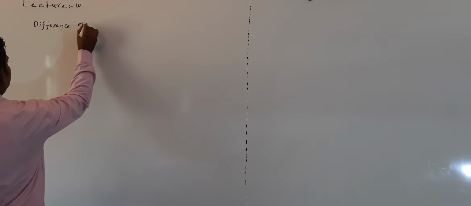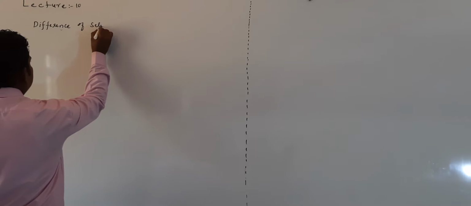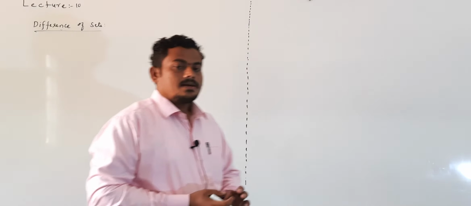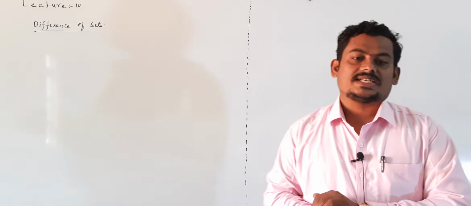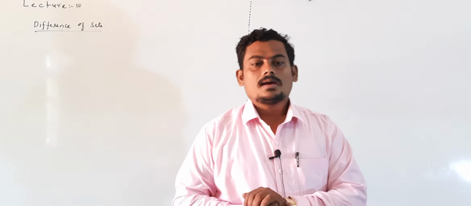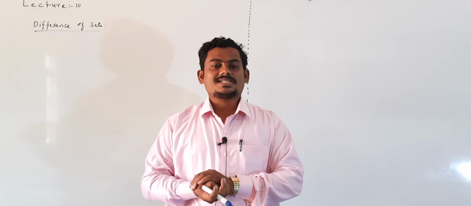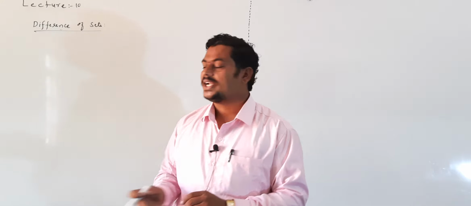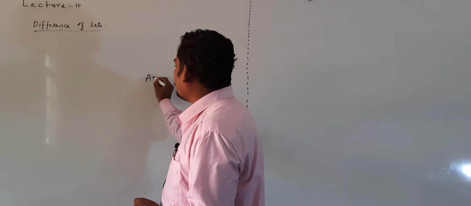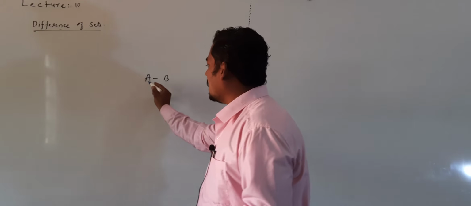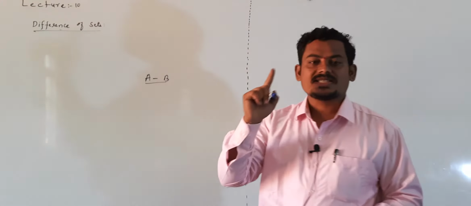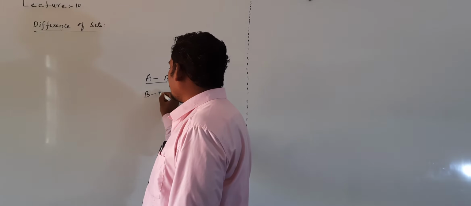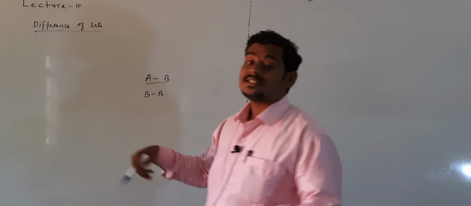Difference of sets. Definition of difference of sets and difference of two sets A and B. Difference of A and B is denoted as A minus B. A minus B means difference of A and B. If you write B minus A, then it is difference of B and A.